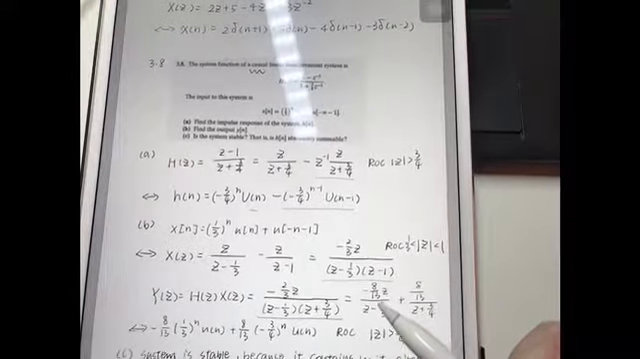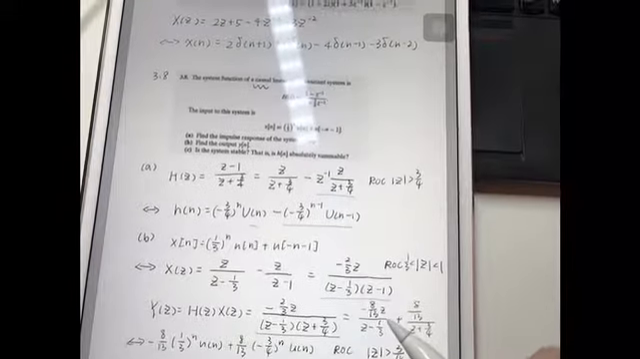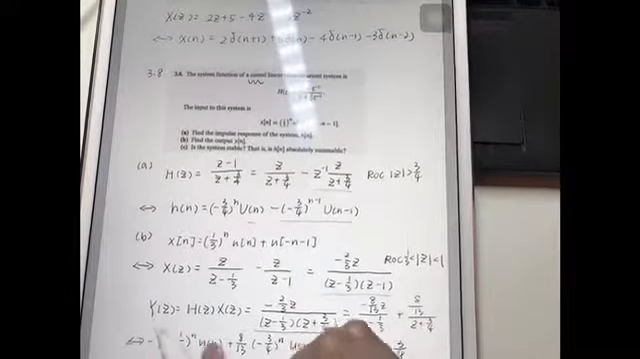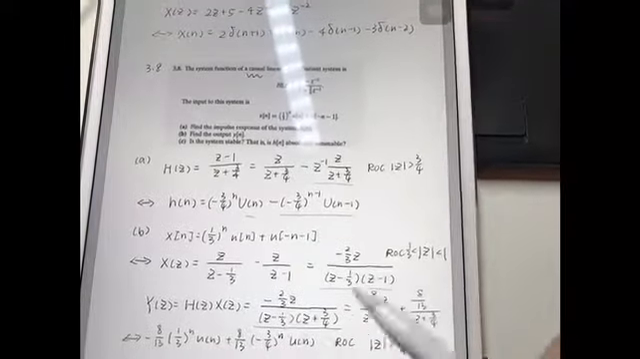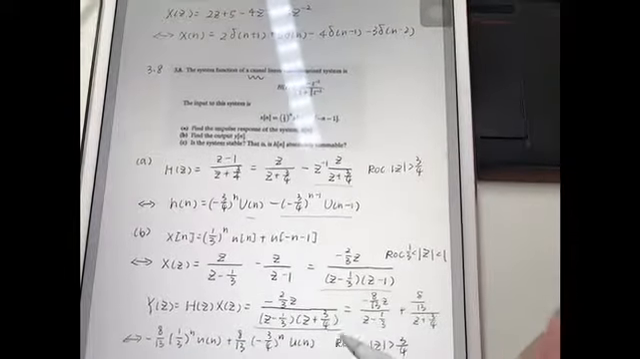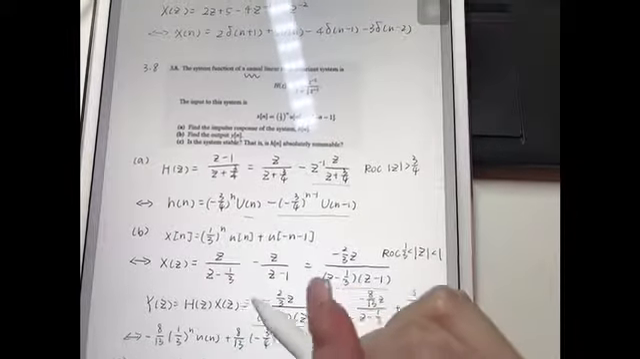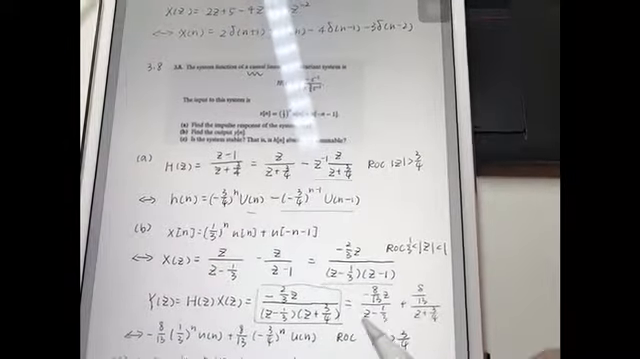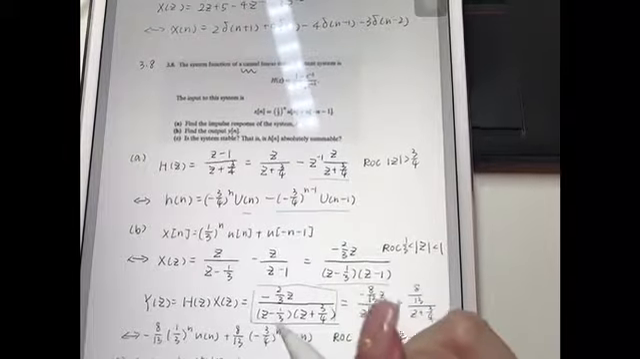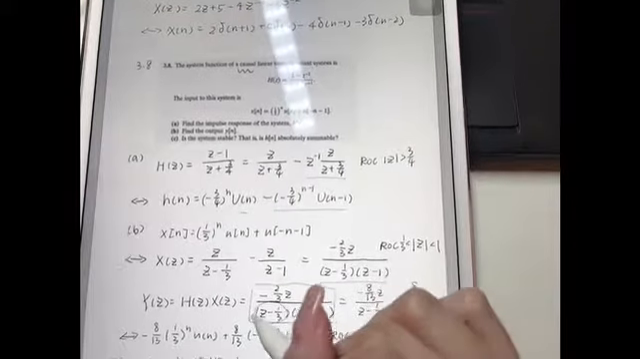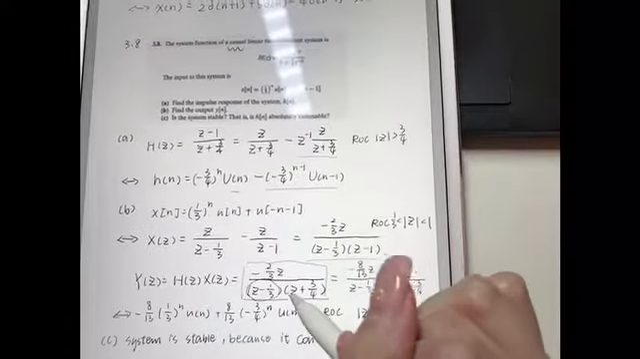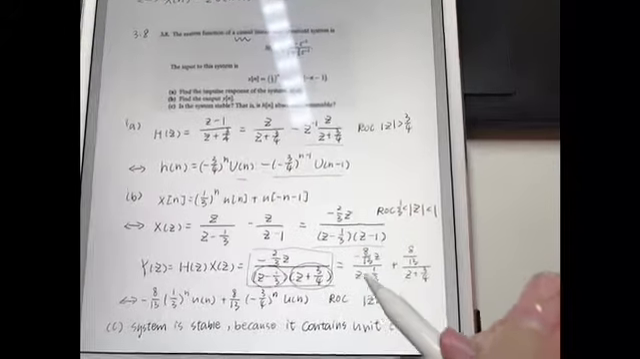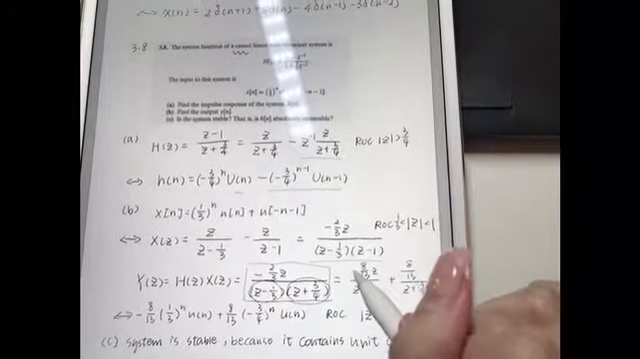Because the question asks us to find y[n], we must do the inverse transform of Y(z). To do this inverse transform, we need to first write this expression into two parts, which separately include z minus 1/3 and z plus 3/4.